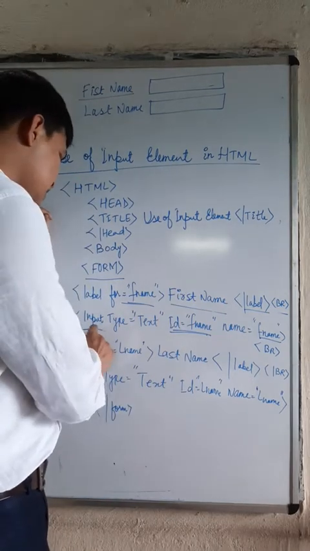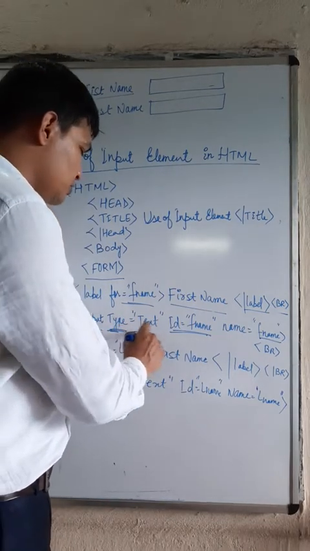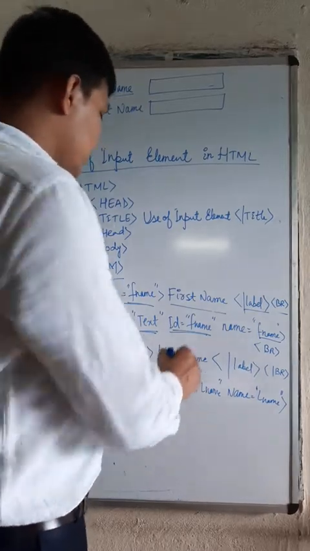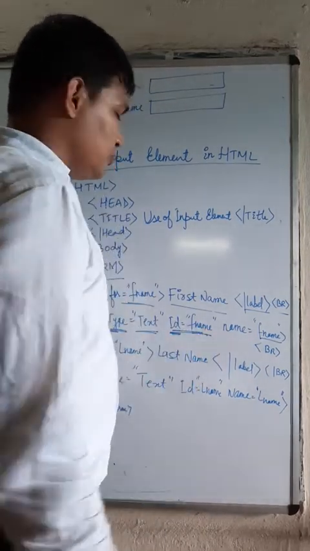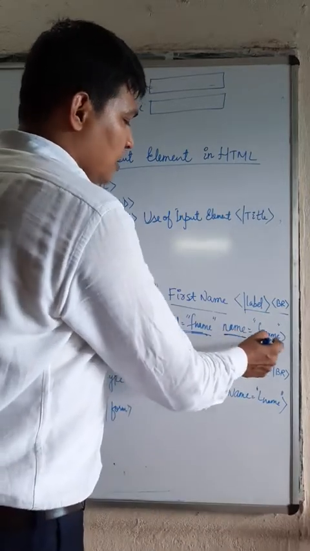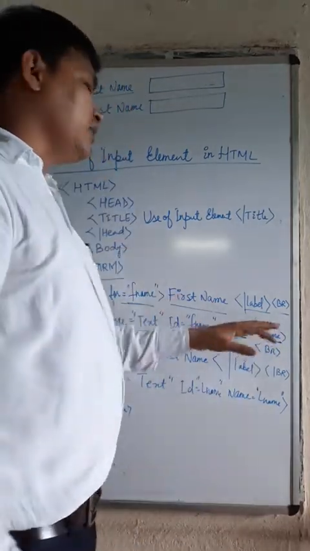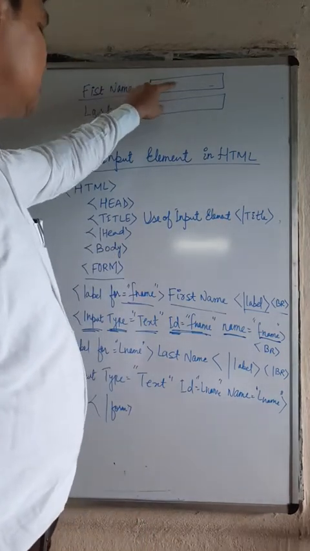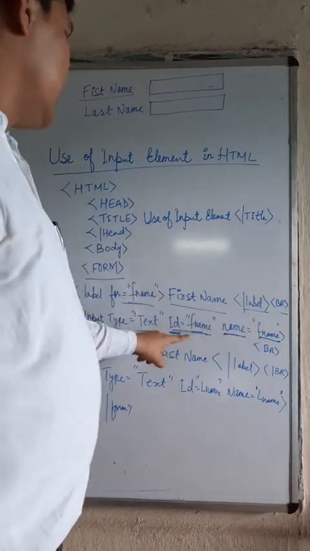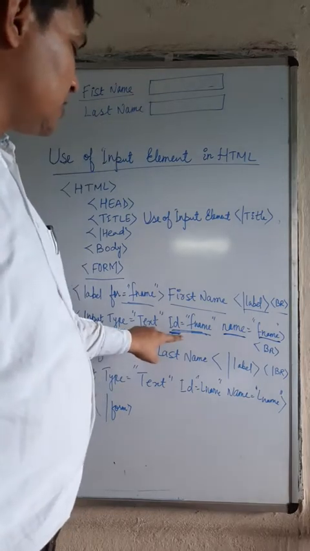The first tag is input, the type is an attribute, and text is its value. Another is ID, which is an attribute. The name is an attribute and f name is the value. Actually, the name of this particular text box is f name, and the identity of this text box is ID 1.